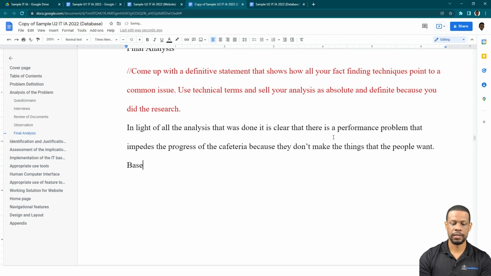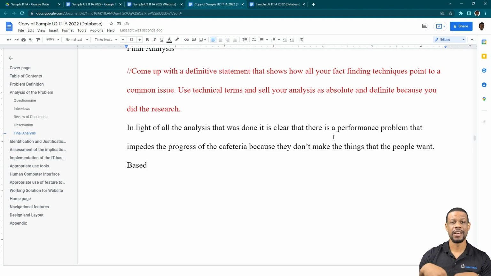Now, I didn't do the analysis for a database, right? I did the analysis for a website. So the analysis that I have there is not going to point to it, but understand that I'm in Unit 2 right now. If you did a database, you would have done the analysis properly to point to a database solution. So right now I am just kind of jerry-rigging this to take it from website to database by just changing the final analysis.